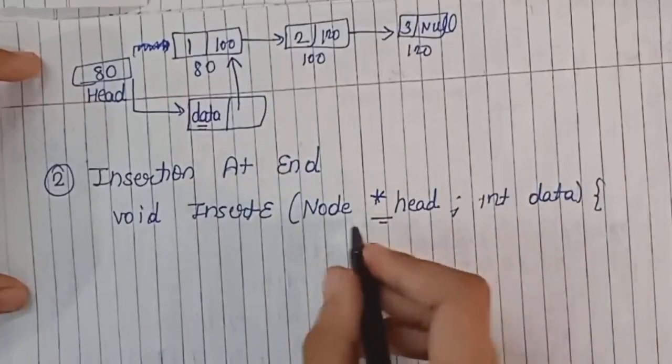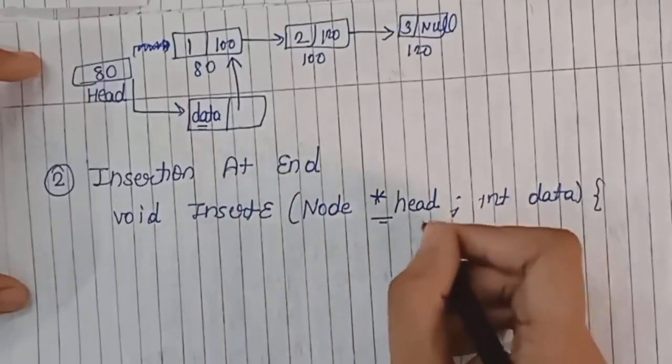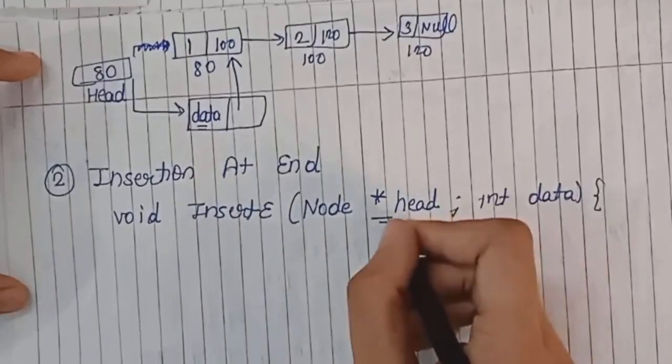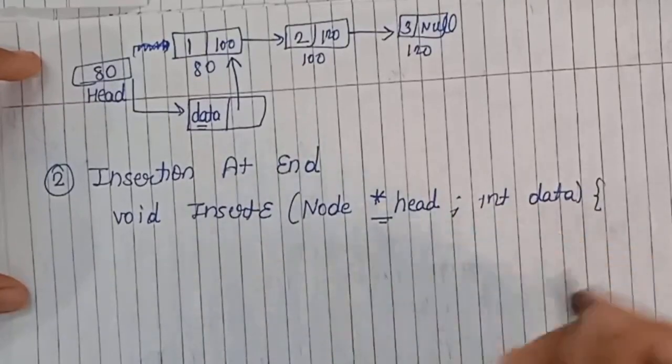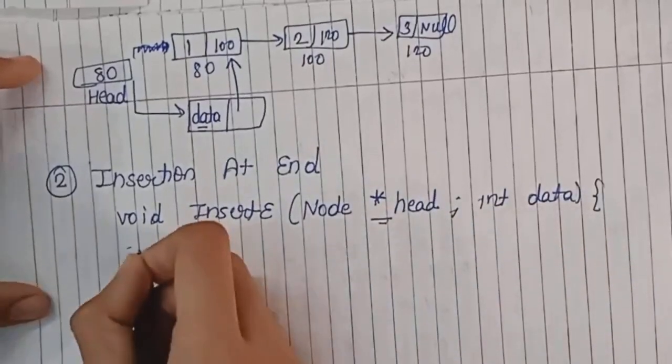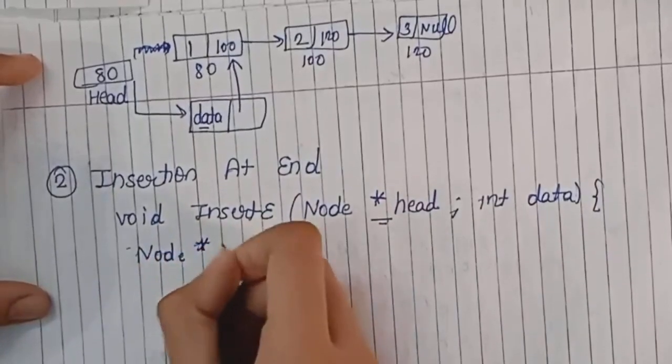I am not going to make changes in this head. So I can just do pass by value or pass by reference. So both pass by value and pass by reference is possible here. You can do whatever you want. So now again I will be creating a new node.